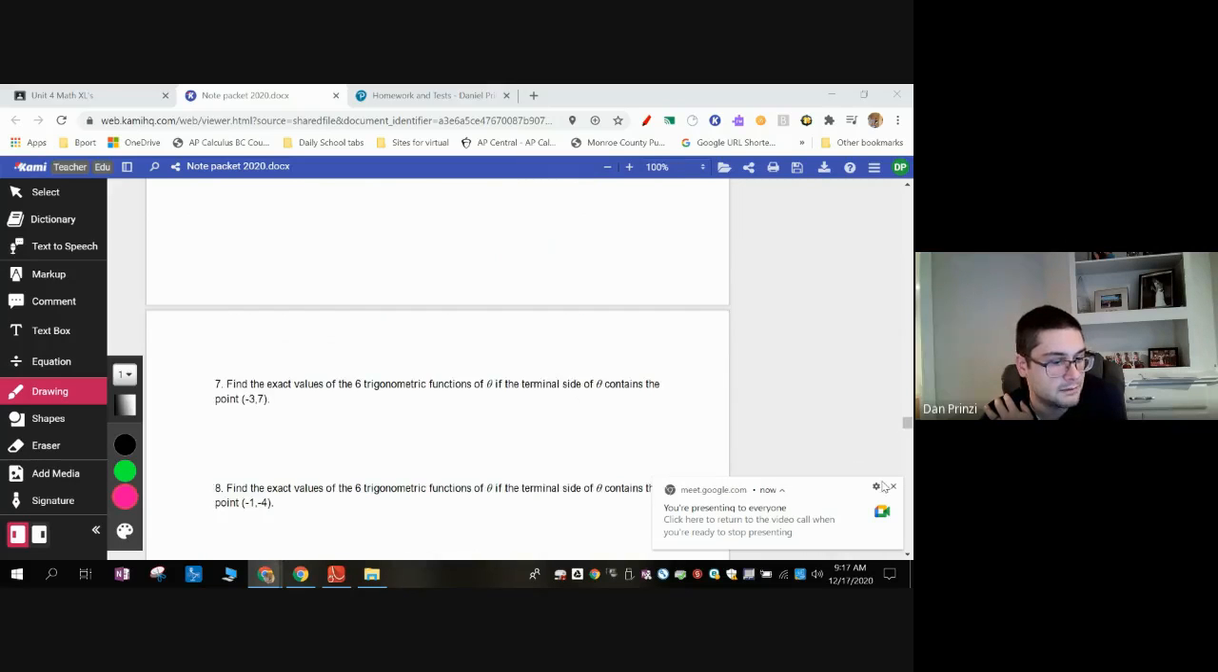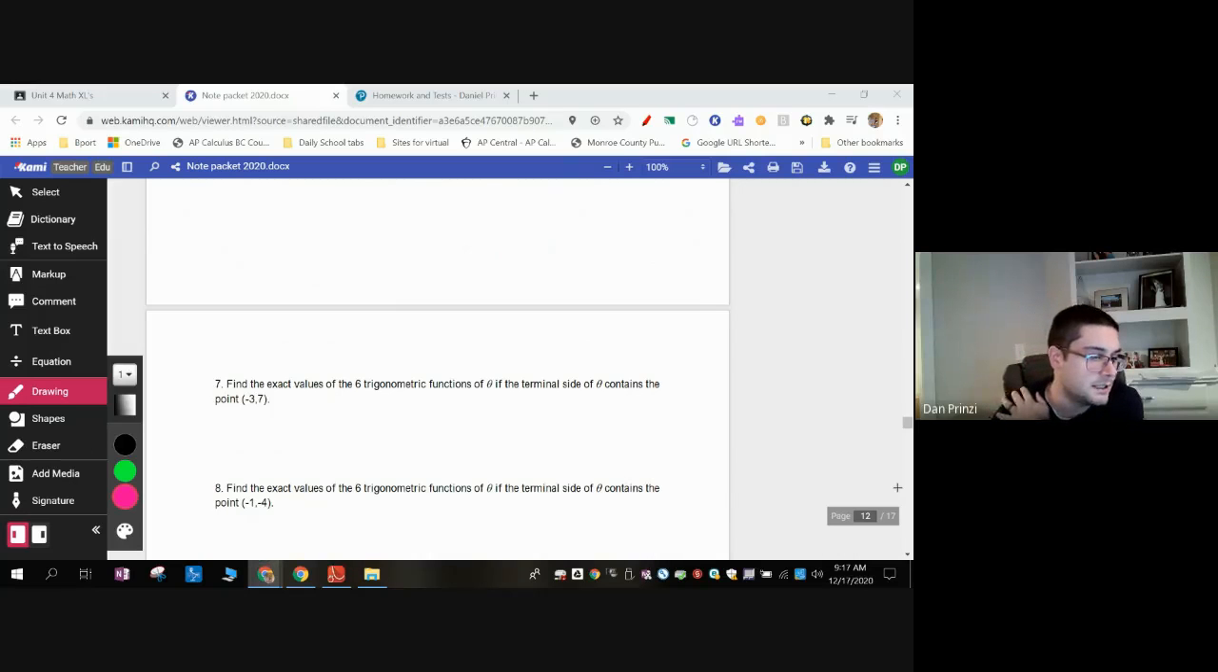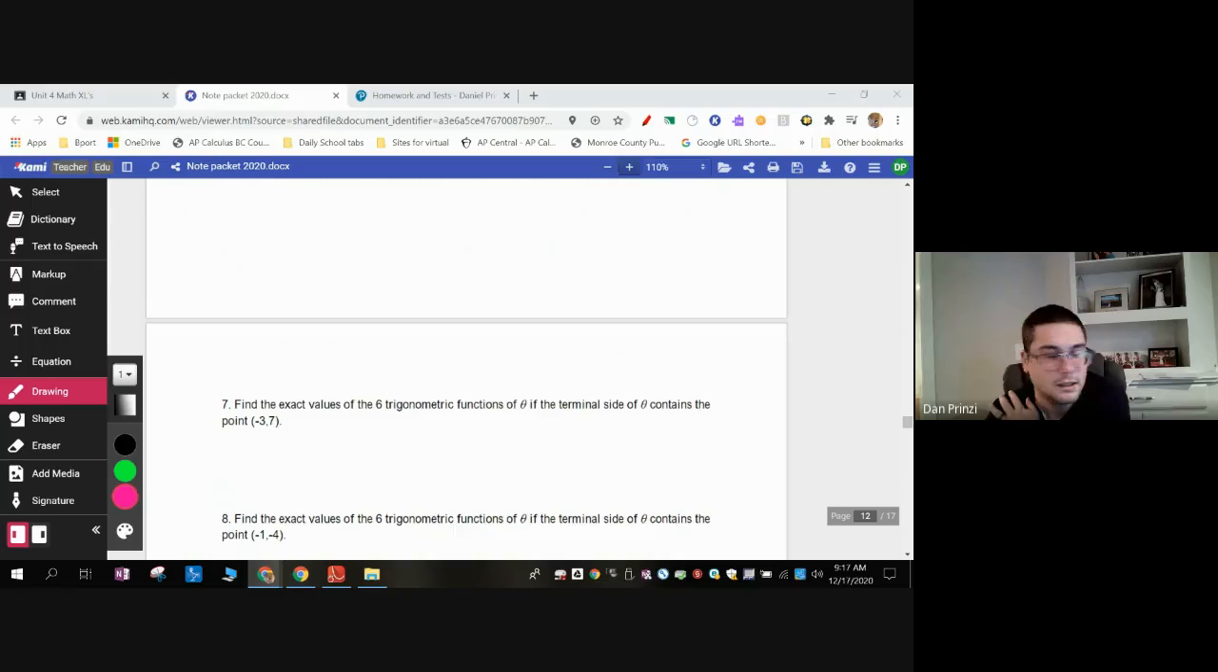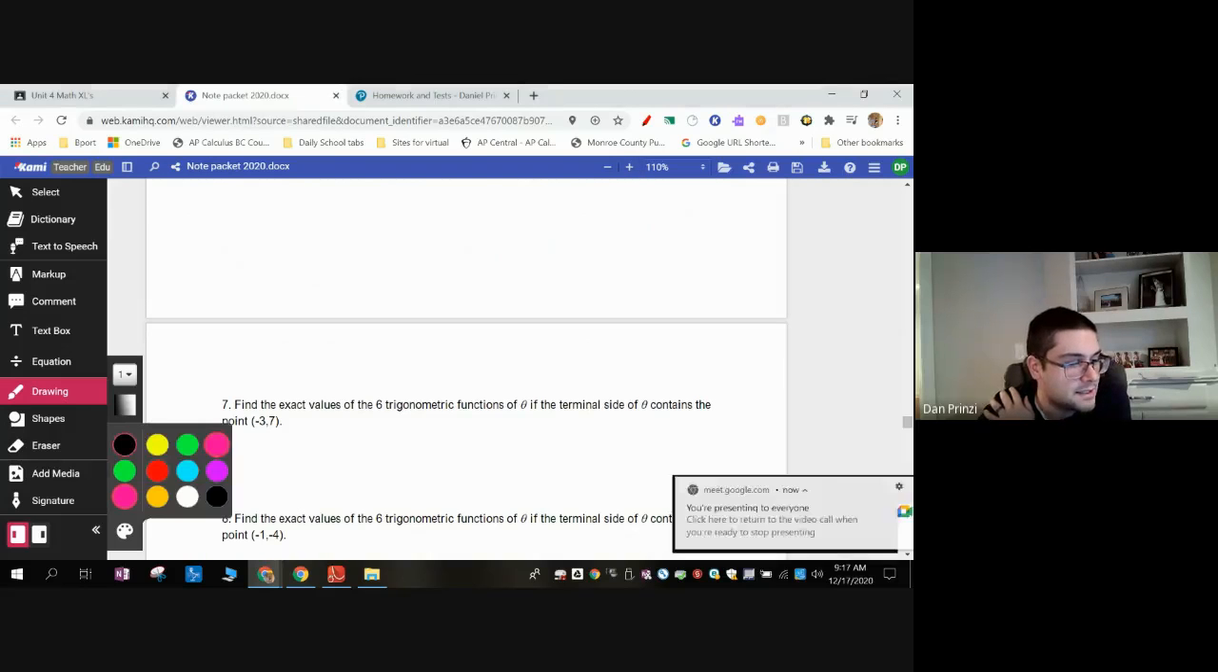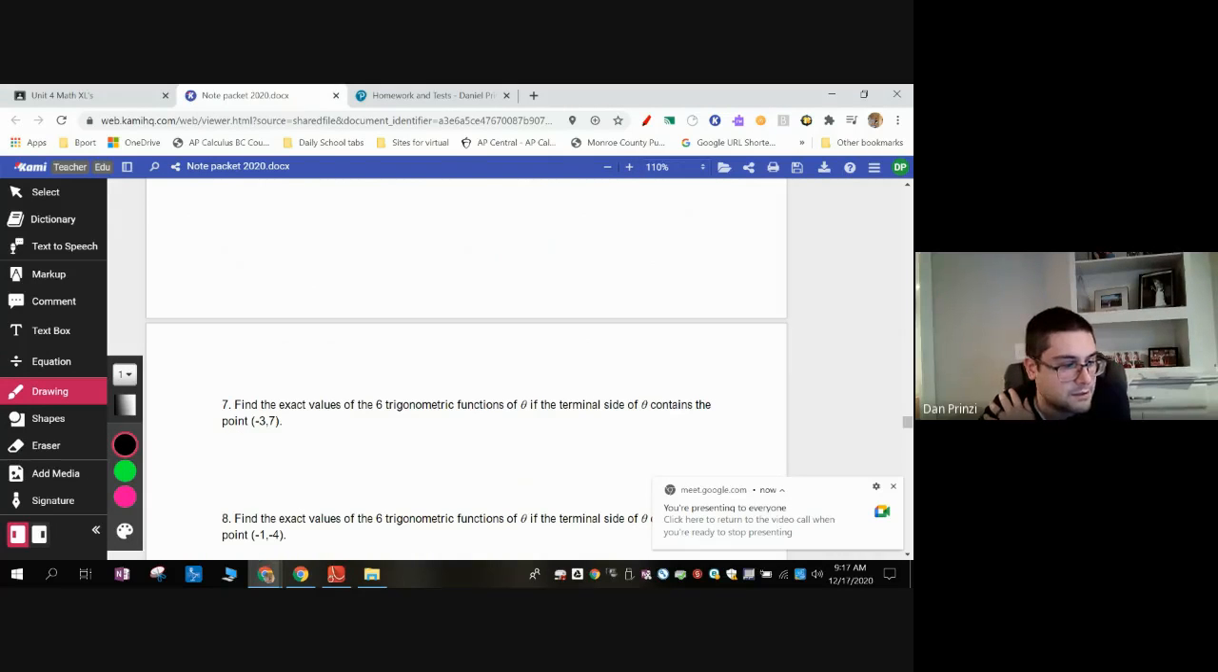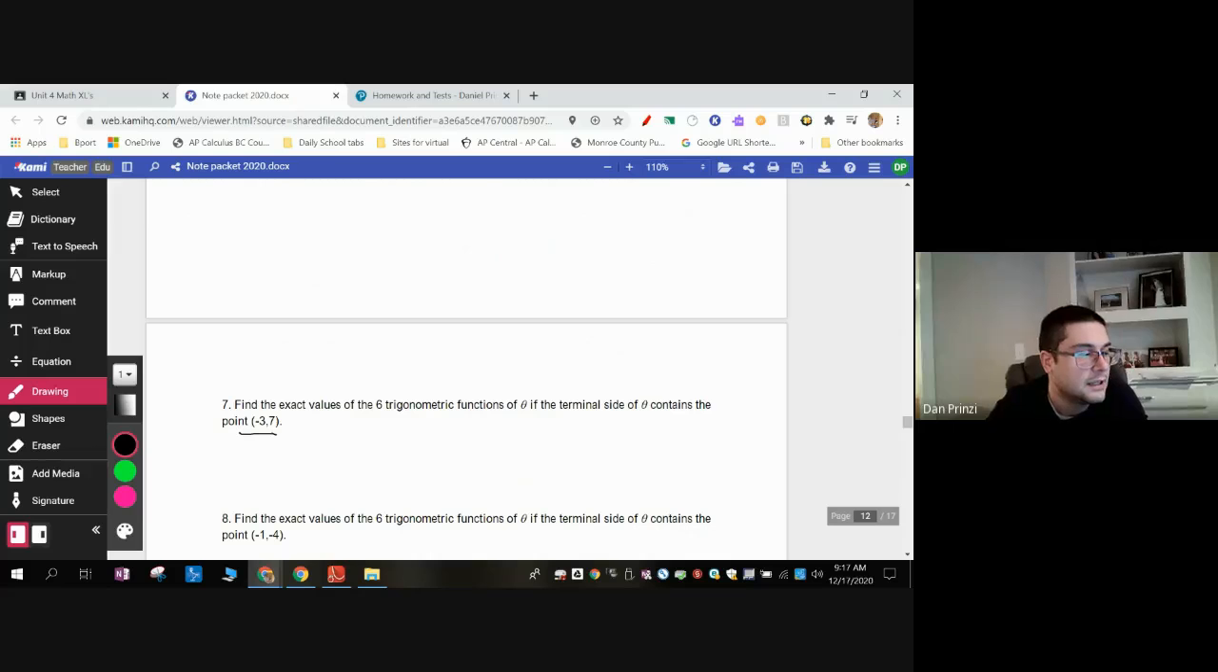We'll do one of each of these and then we'll call it a day. All right, number 7 here. Do you guys see this problem here? I can zoom in. Okay, it says find the exact values of the 6 trig functions if the terminal side of theta contains a point. All this means is when they give you a point, you better plot the point. So write this down. You better plot the point and then draw your reference triangle, okay? You always go back to those reference triangles. So these are for angles that are not the common ones.